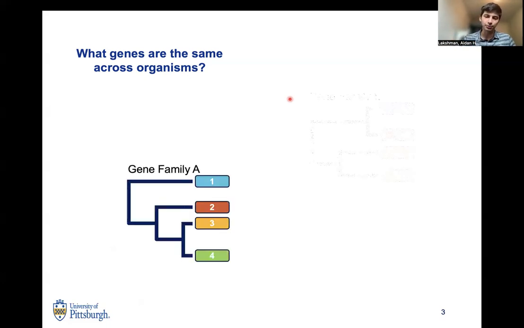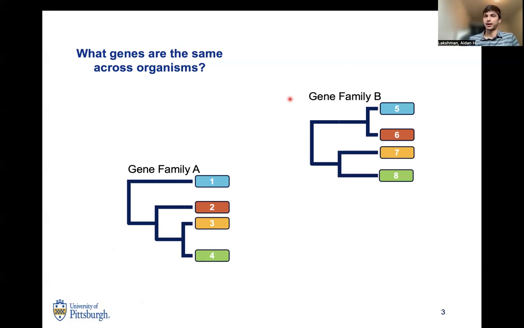So in short, we need some sort of gene family, right? Where we have these two, for instance, gene families where all these genes are the same across organisms. All these are the same across organisms, but they're not the same between. So 4 and 8 are not the same gene. Now, unfortunately, finding these gene families is not a trivial problem.